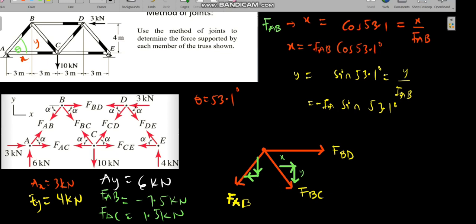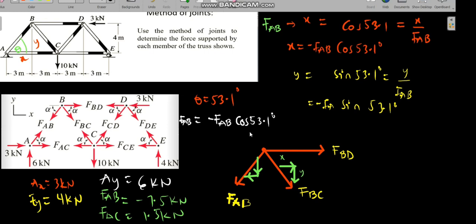Let me write this somewhere. So for FAB, for the x component, we have minus FAB cosine of 53.1 degrees.